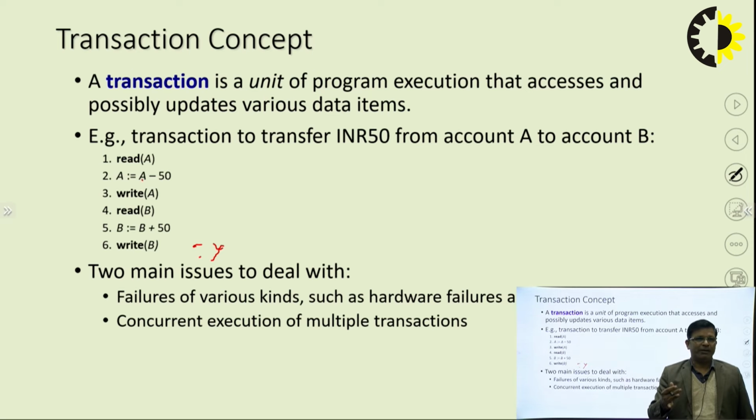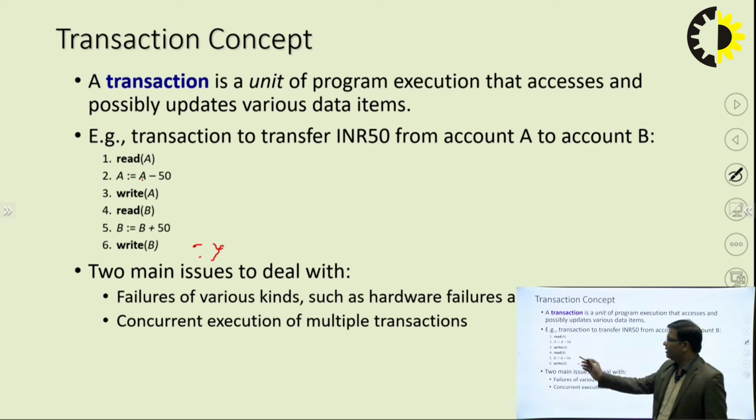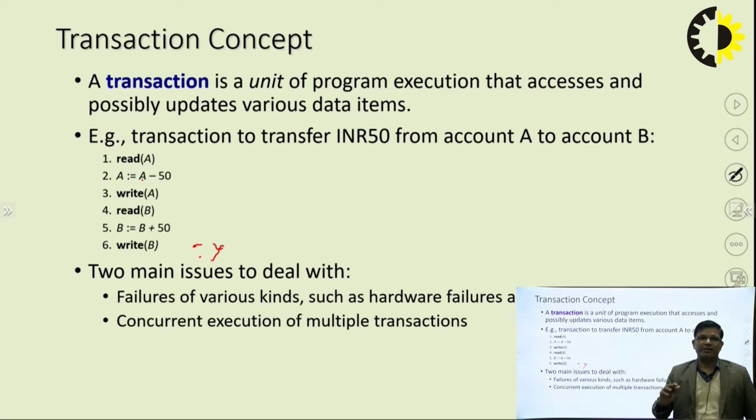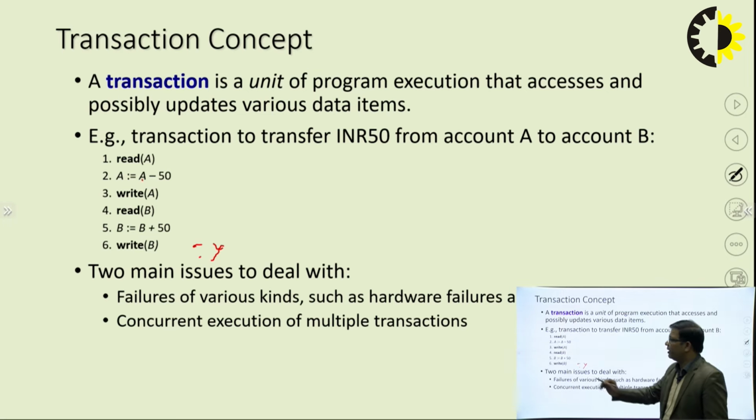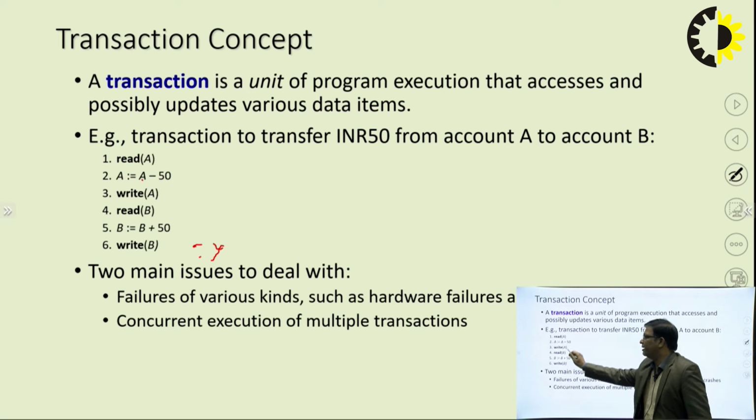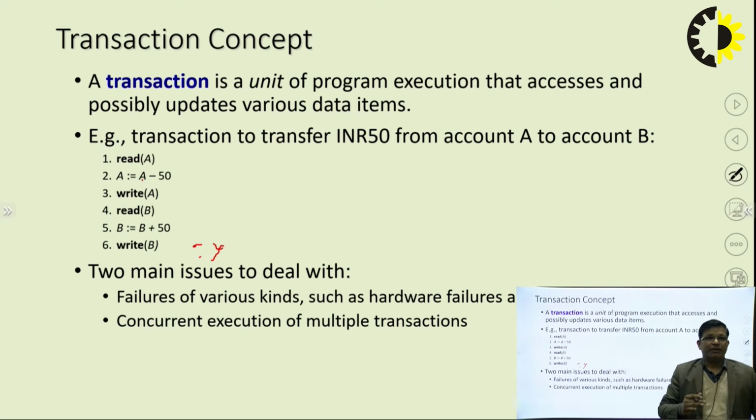What will be the value of A? Let's say the initial value is 100. If we subtract rupees 50 from A, then its final value is 50. So read and write are the two operations, and we are saying that from A we have to take rupees 50 and deposit it to B. There are two main issues to deal with: various types of failures. For example, if the transaction fails after writing A, then the amount will be deducted from A but will not be added to B. So the transaction fails in between.